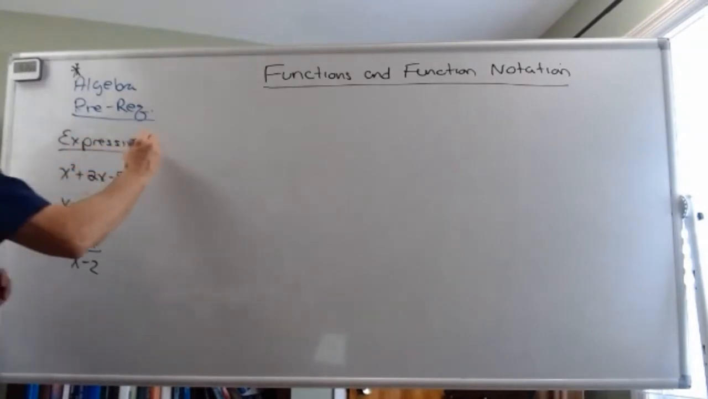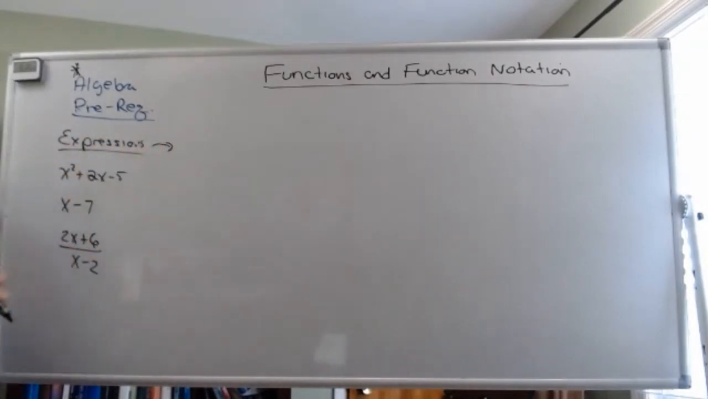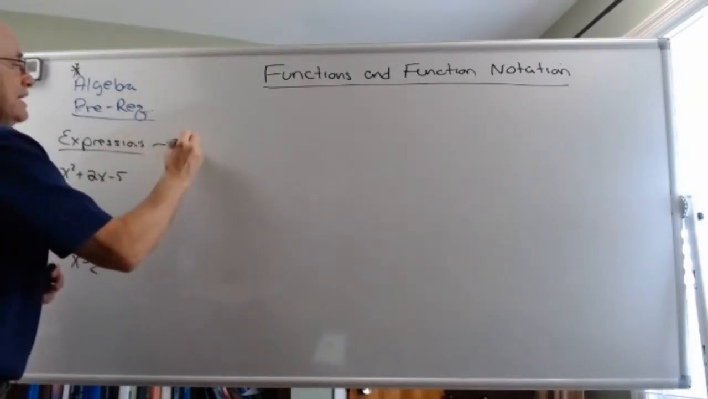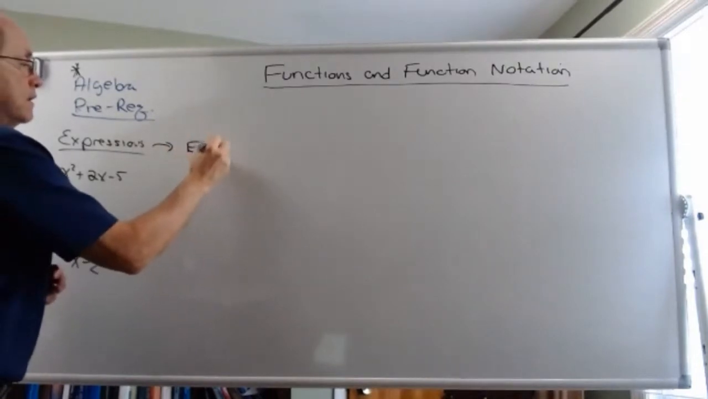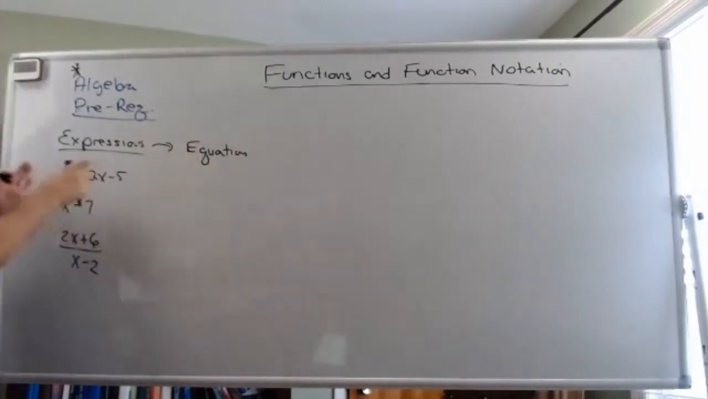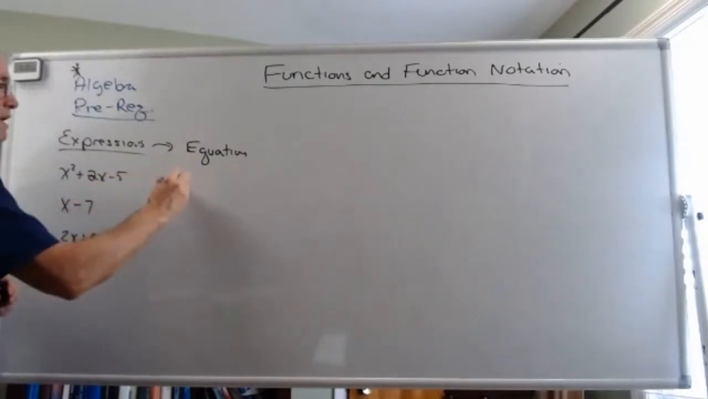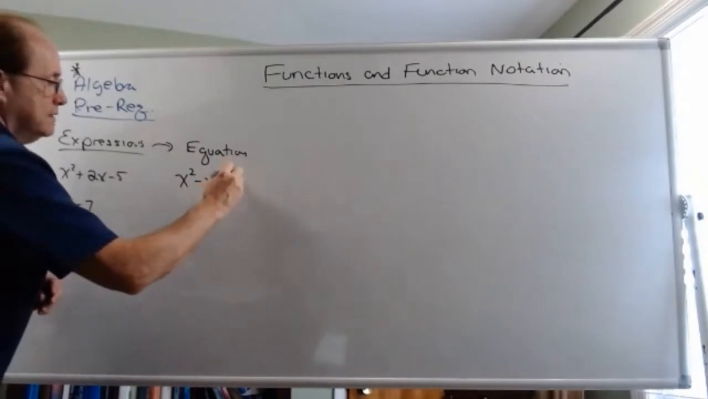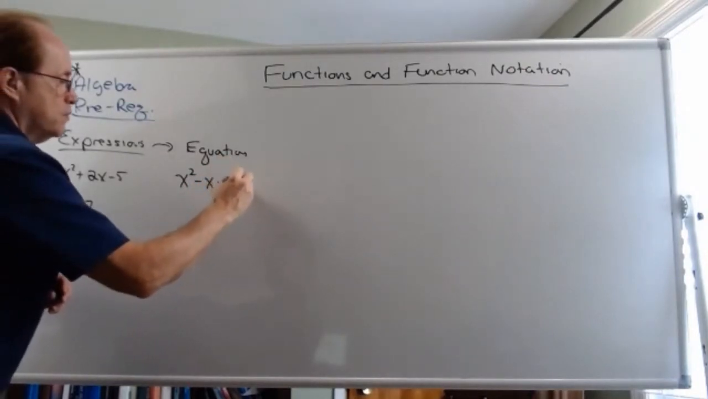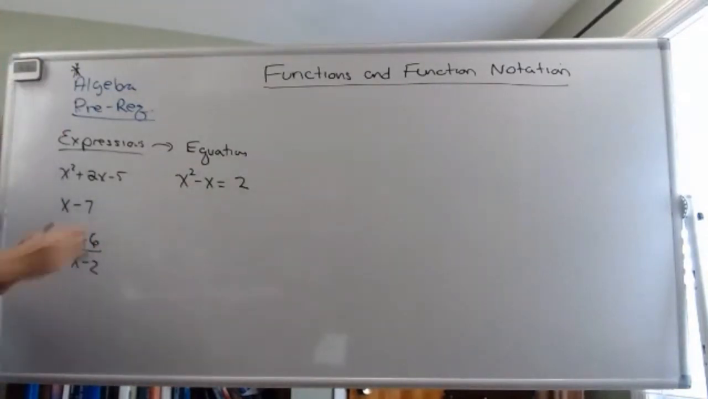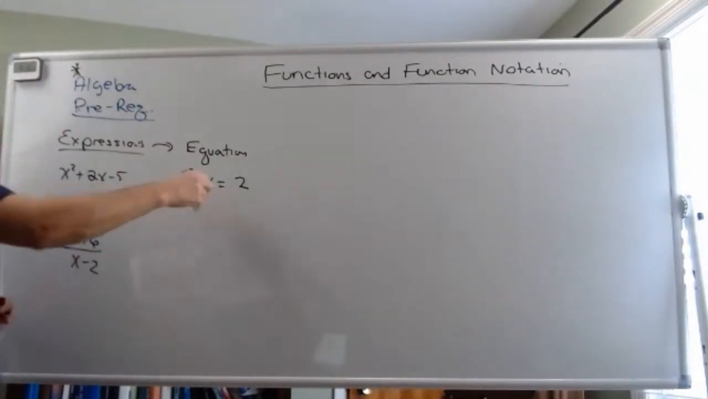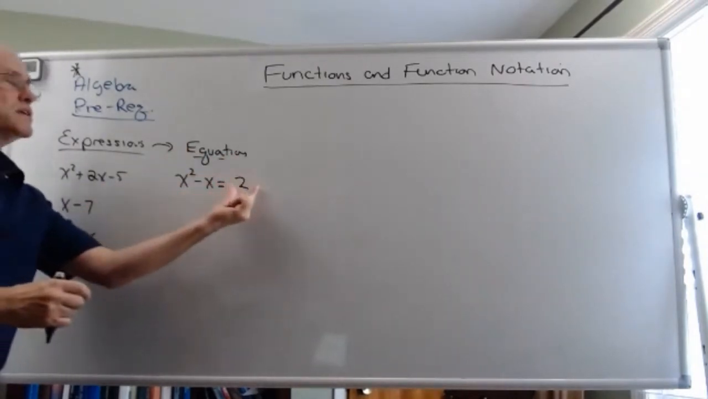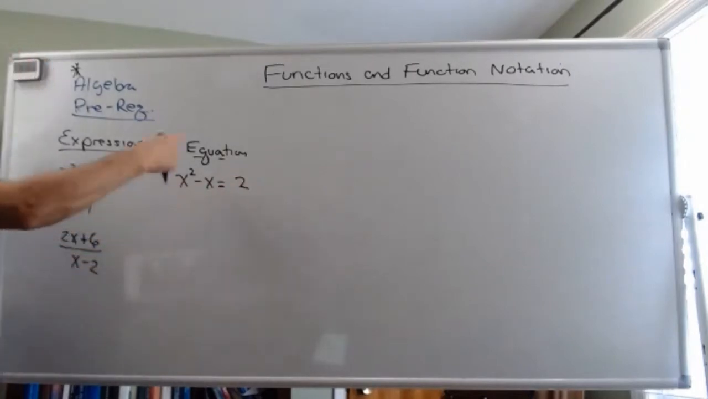And then with expressions, what did you do? We learned how to set two expressions equal to each other. So from expressions, you get equations. An equation is formed by setting two expressions equal to each other. For example, I could set x squared minus x equal to, say, 2. And that's an equation. We would then solve the equation by setting the expression x squared minus x equal to the expression 2. And then we learned how to solve equations.